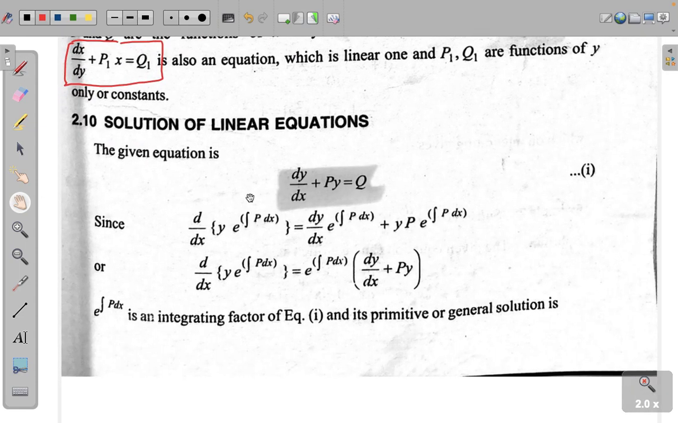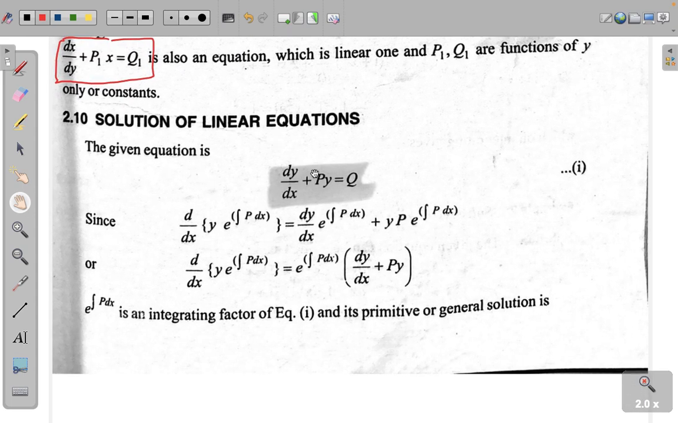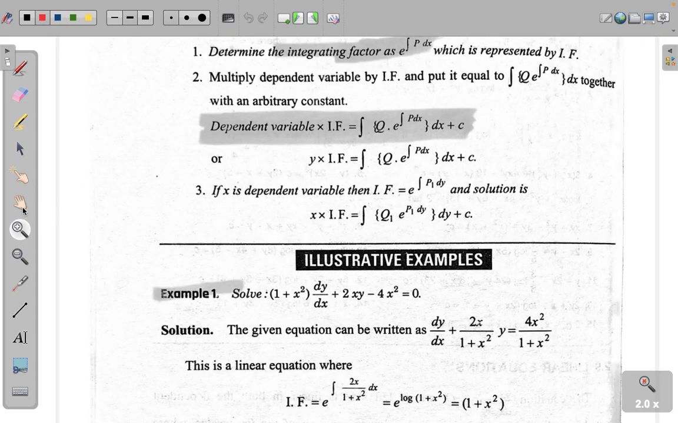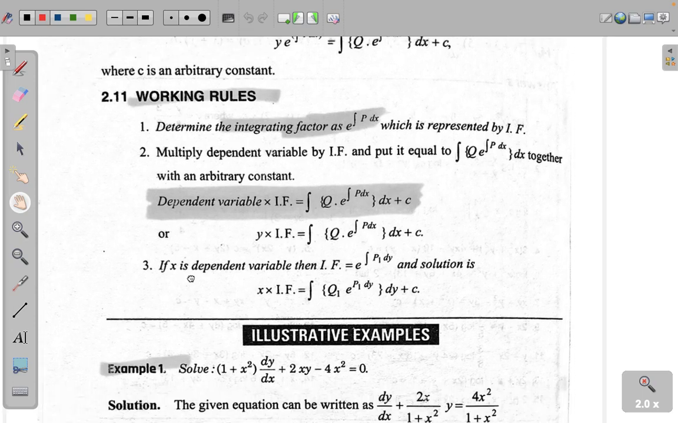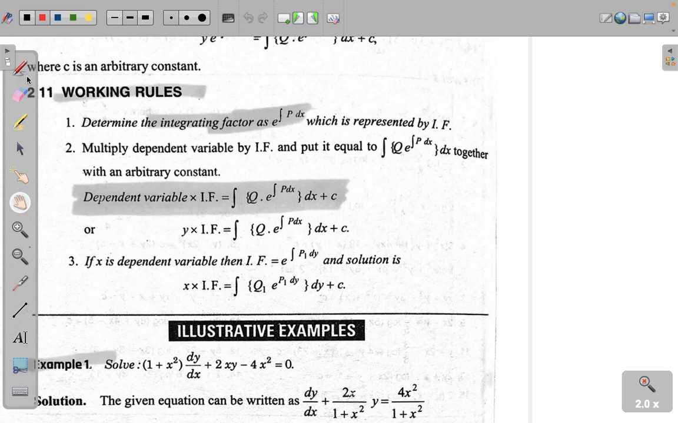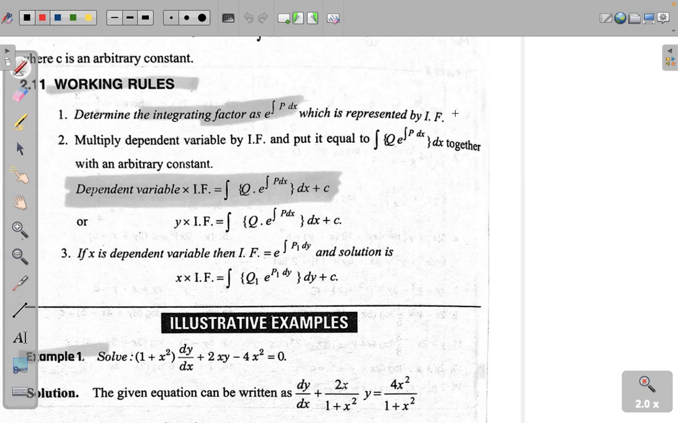Now we move to how to solve such kind of linear differential equations. So here is the whole complete procedure for how we solve it, but we will not read it, we just go to the working rules, and I explain it for you. So let's focus on the main steps.